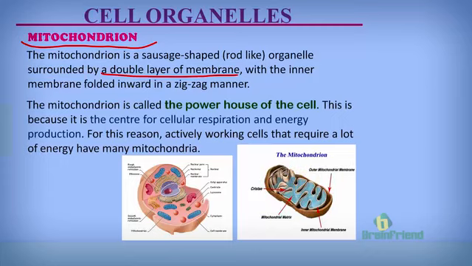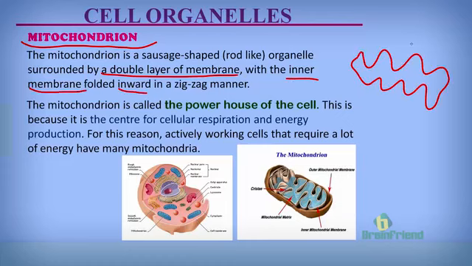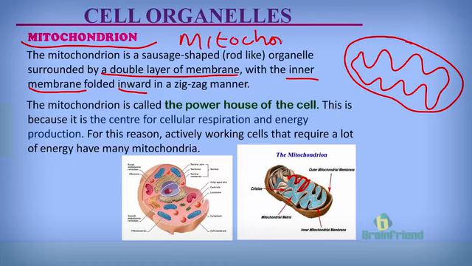The striking thing about the mitochondria is that the inner membrane is folded inward in a zigzag manner. So this is the inner membrane, and this is the outer membrane. You can see the zigzag manner of the inner membrane. So when you look at a cell and you find this zigzag patterned organelle, just know it is a mitochondrion. The plural of mitochondrion is mitochondria. Take notes.